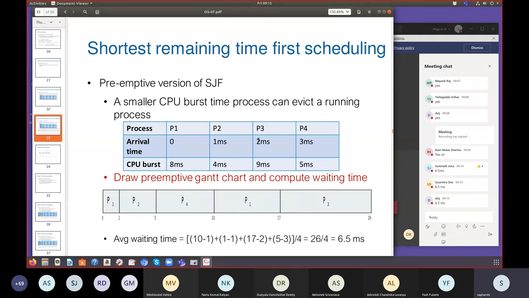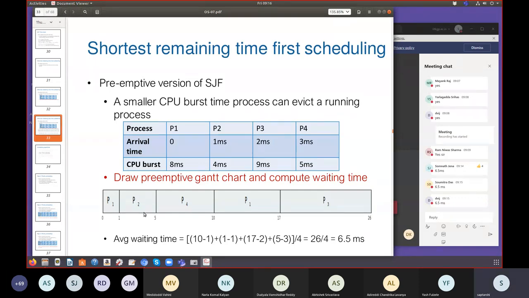For P3, 9 milliseconds are left, but P4 has come with 5 milliseconds. Okay, sorry, P4 comes at 3, so P4 comes here. I'm sorry for the confusion. P4 comes at 3 milliseconds, at t equal to 3. So both P3 and P4 come during this interval.